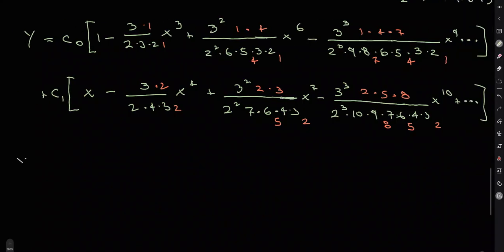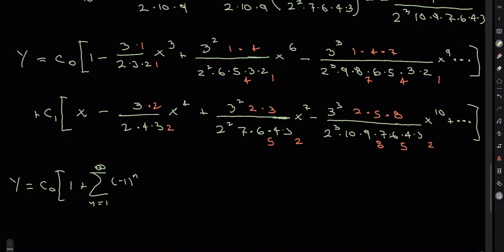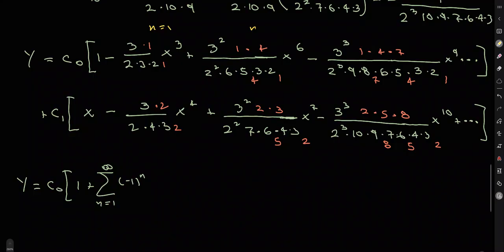Well, number one, our solution, that is y equals c sub 0, that is 1 plus sigma n equals 1 to infinity of, what do we have? Alternating series, all right? Negative 1 to the n. So we need an alternating factor here. And then, from the pattern, do you see how we have n equals 1, n equals 2, n equals 3? Let me be a bit more explicit with that using different colors. So n equals 1, n equals 2, n equals 3. Same over here: n equals 1, n equals 2, n equals 3 for the second series.